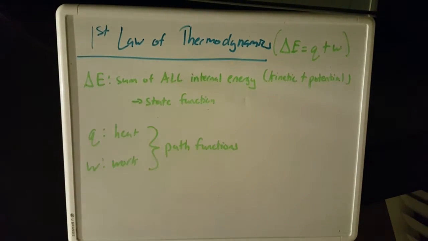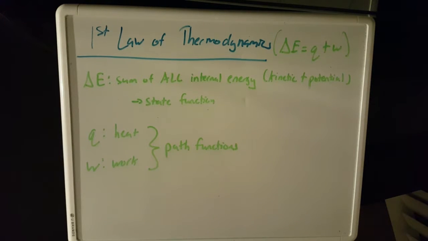Guys, today we're going to talk about the first law of thermodynamics with the equation delta E equals Q plus W. Let's start off with delta E. Delta E is basically the sum of all of the internal energy, so just remember it's all the internal energy. That means kinetic and potential energy. Kinetic being the energy of movement, potential being the energy that's in, let's say, chemical bonds or things like that. And Q and W, Q is heat, W is work.